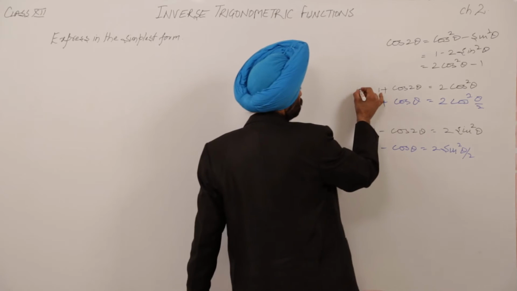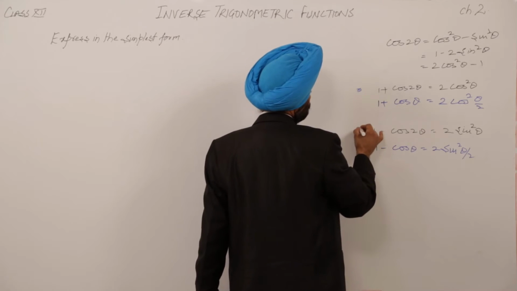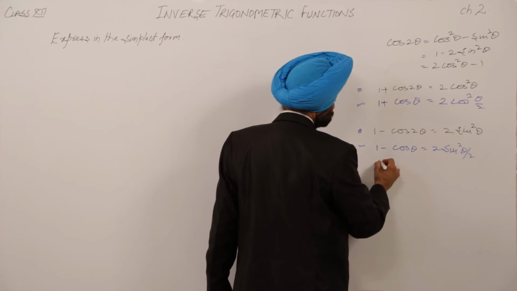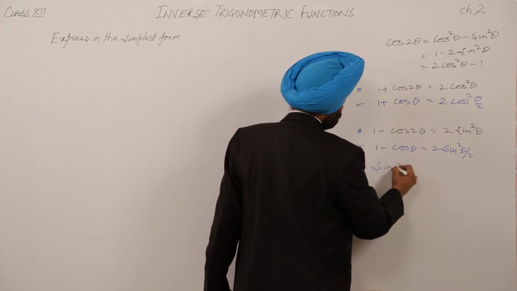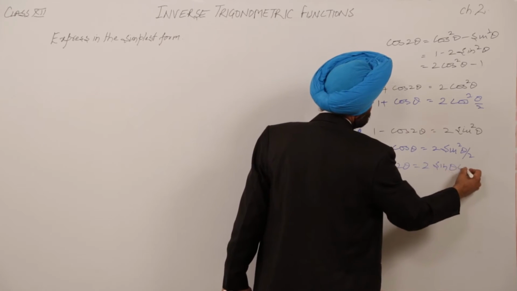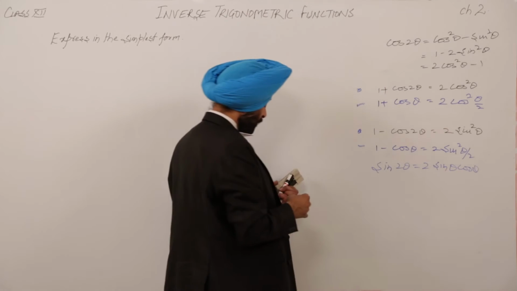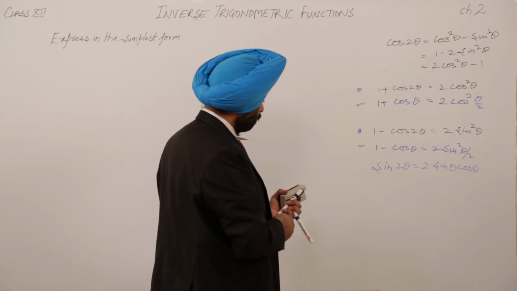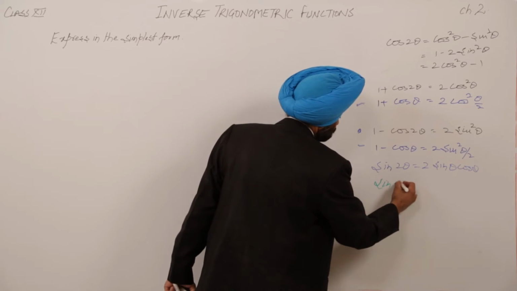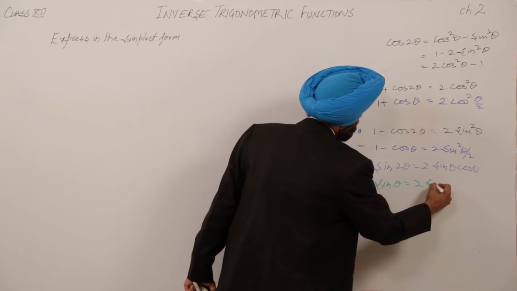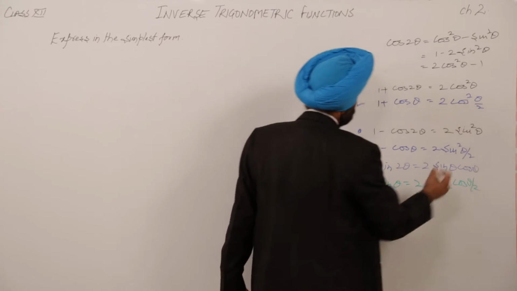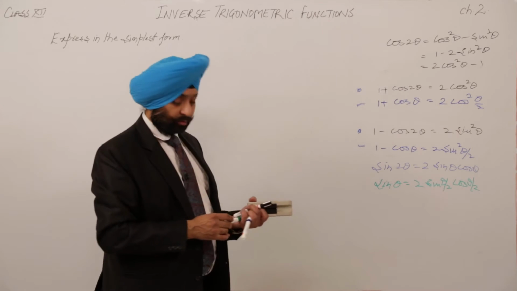Now these, and the last one is for sin 2 theta. Very simple formula: sin 2 theta becomes 2 sin theta cos theta, and for the single angle, sin theta is equal to 2 sin theta by 2 cos theta by 2, dividing the angles on both sides by 2.